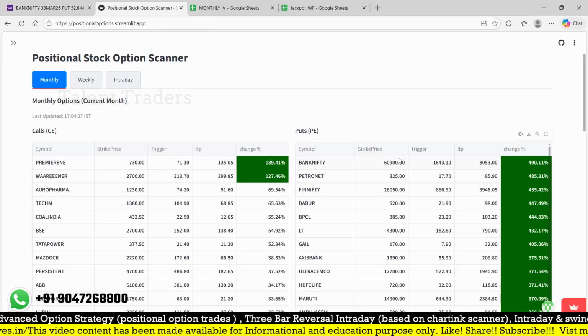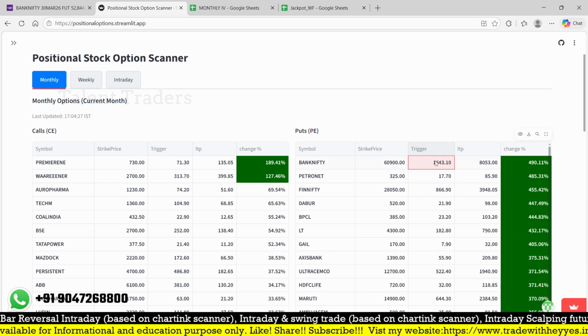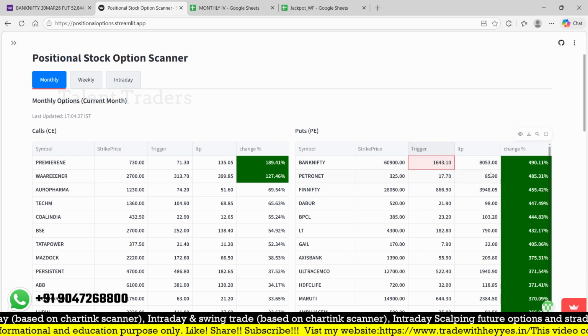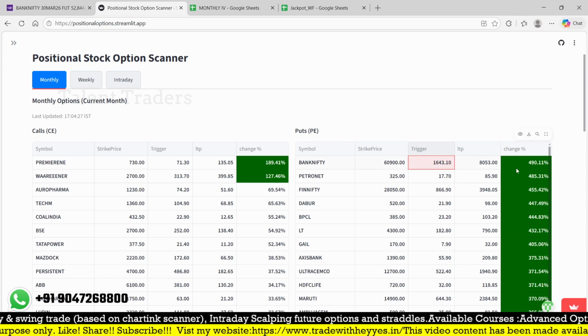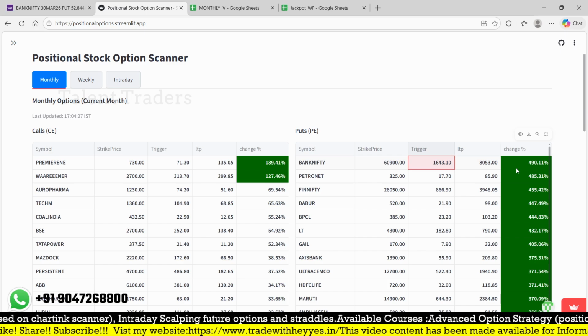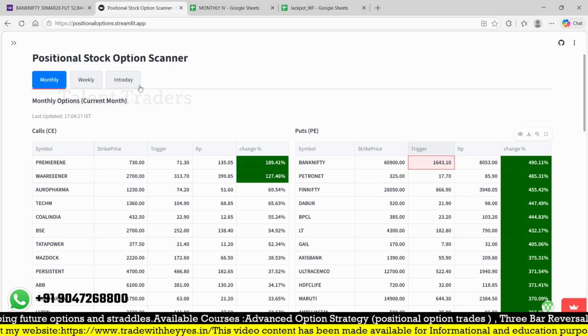You can look at the 60,900. The same strike price which you are tracking, and we have a calculation and formula for when it triggers. Here it is around 1,643. Maybe a trigger right now is near about 8,000 rupees. We have the logic for entry, exit, and also stop loss, which we teach in our positional strategy.